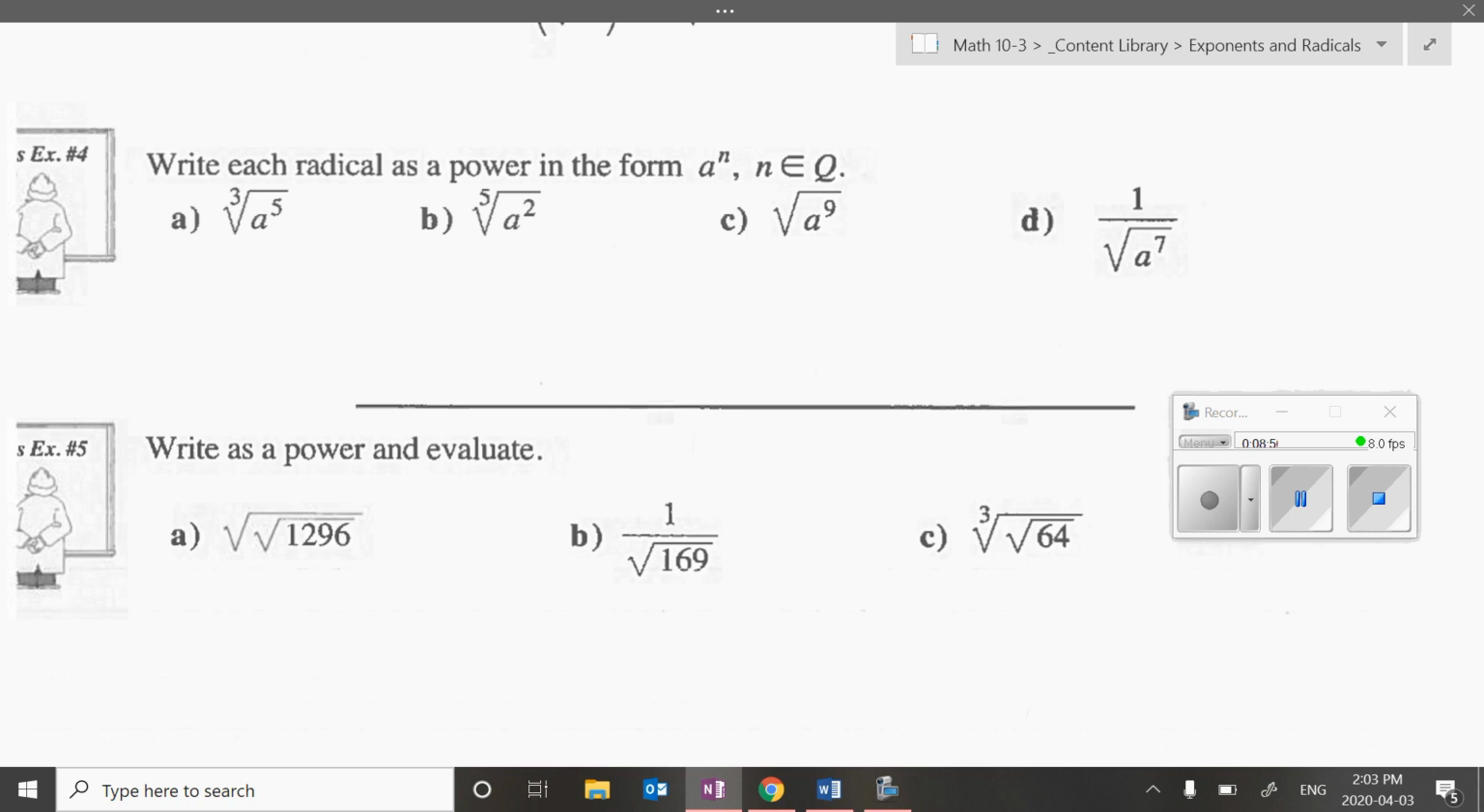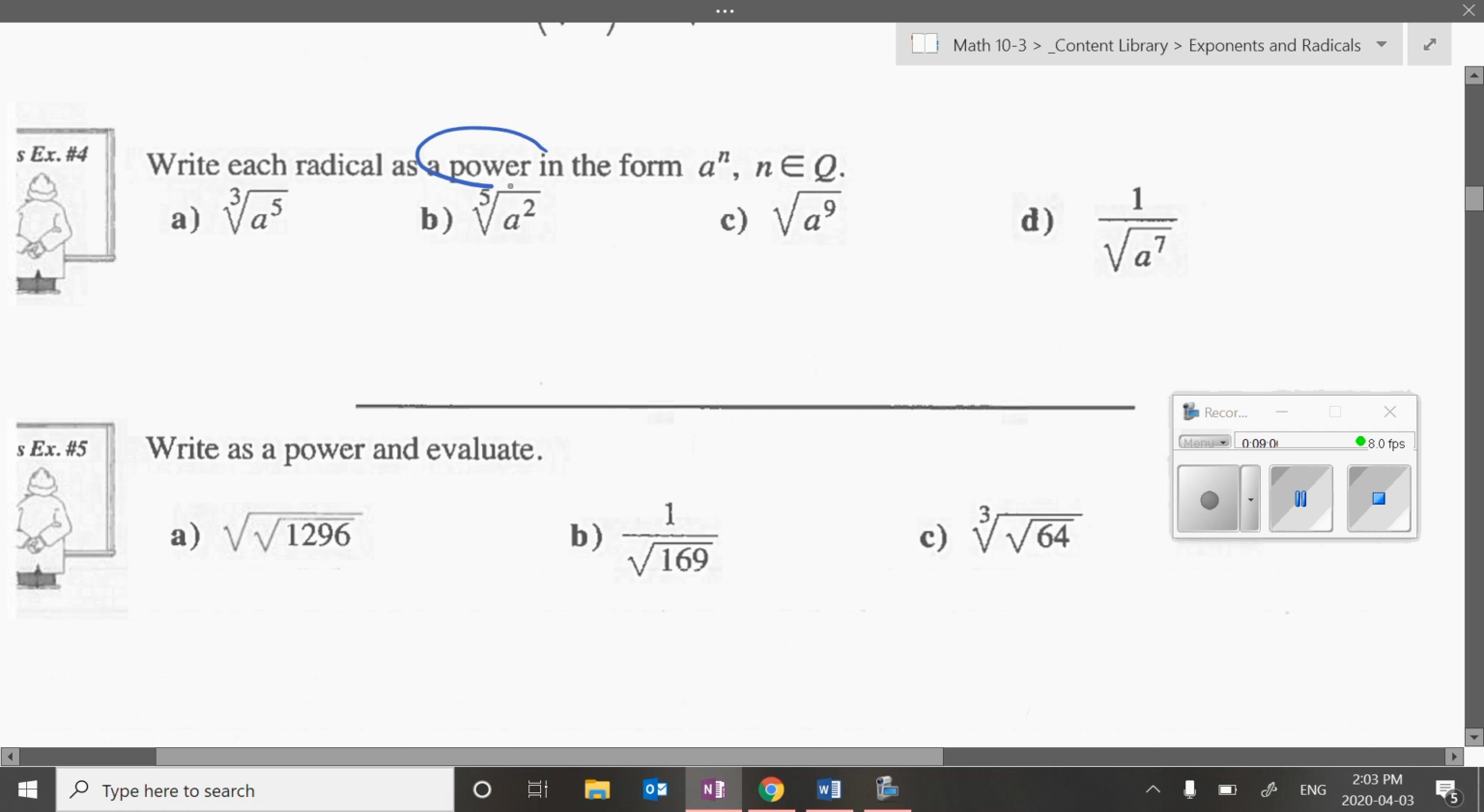Now we're going to go in the other direction. So write a radical as a power. So we're working backwards. Remember, my root is the denominator, my exponent is the numerator. So this first one's going to become a to the power of 5/3. Next one, a to the power of 2/5. No number, it's like there's a hidden 2, so a to the power of 9 over 2.